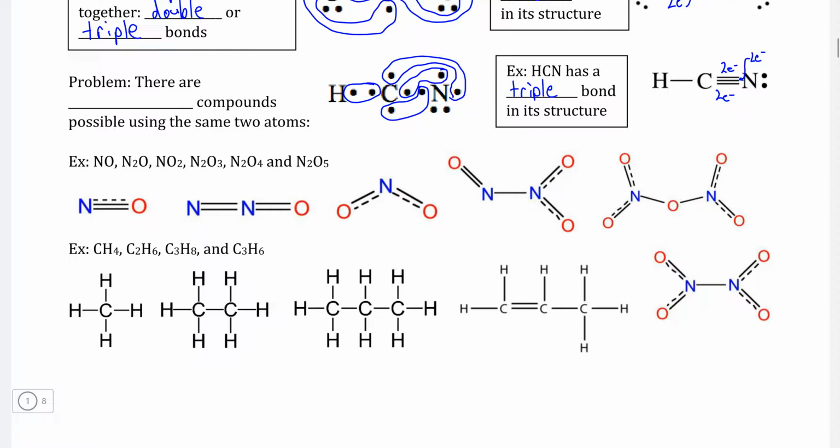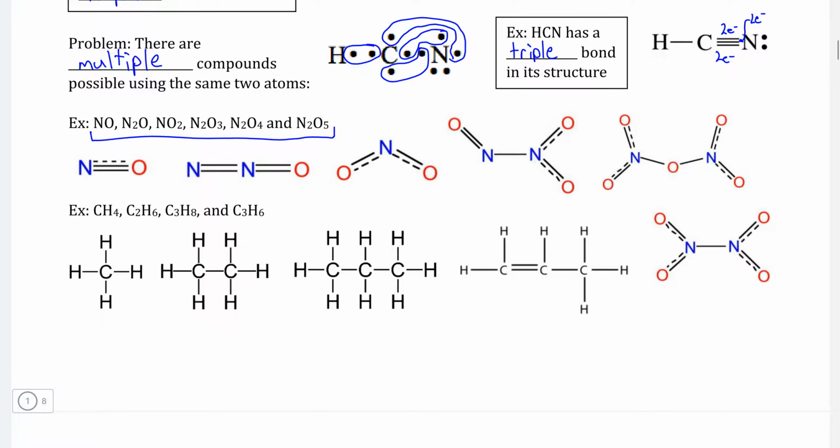So previously, except for when involving transition metals with more than one charge, there was only one way to write a chemical formula between a metal and a nonmetal, but here we can see that there are many different varieties of compounds that can be made only using 2 elements. For example, all of these compounds here contain only nitrogen and oxygen, just in different number, and as we can see, in different bond arrangements.